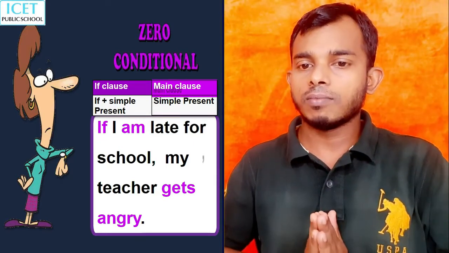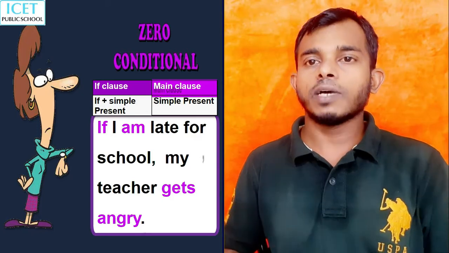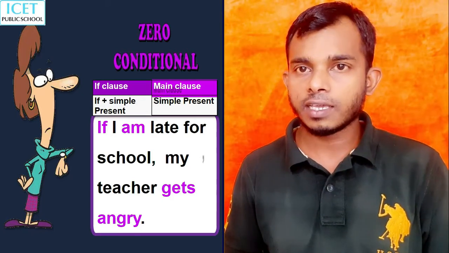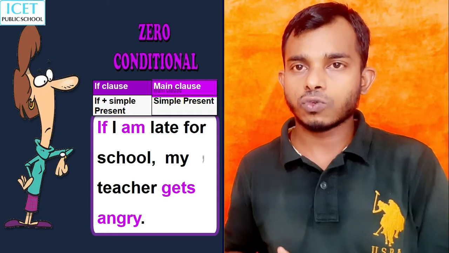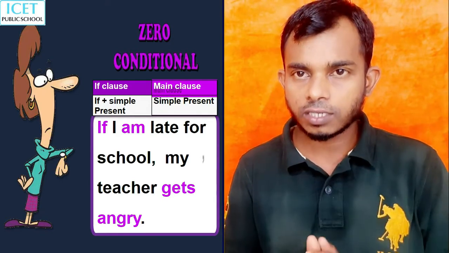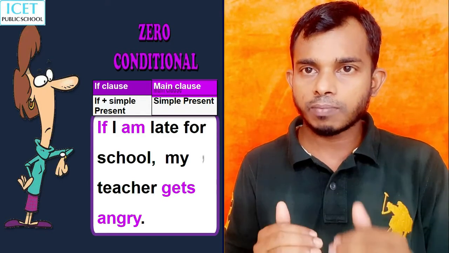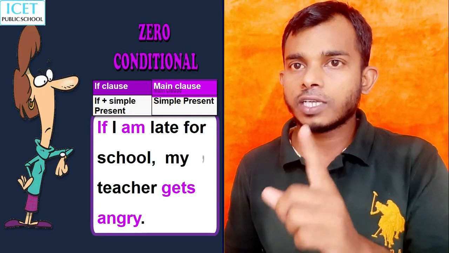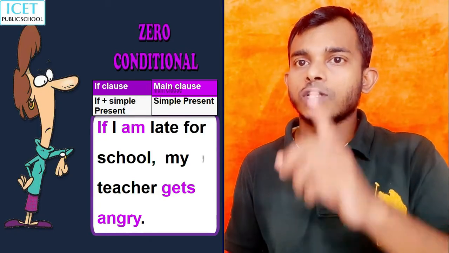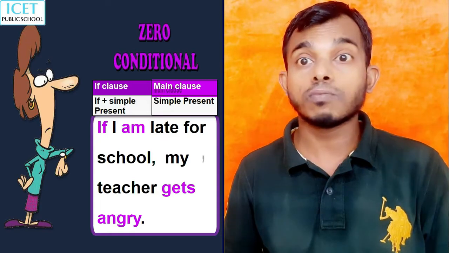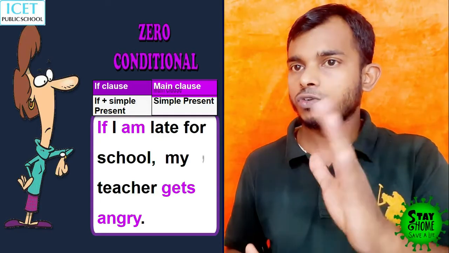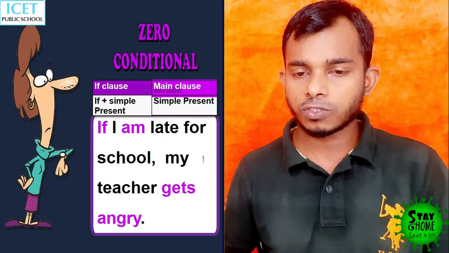Example: If I am late for school, my teacher gets angry. The first part, if I am late for school, is the if clause in this sentence. That is written in simple present tense. Excuse me, I have taught you all the tense forms, so now you don't wonder what simple present is. No, you know it, you have learned it also.